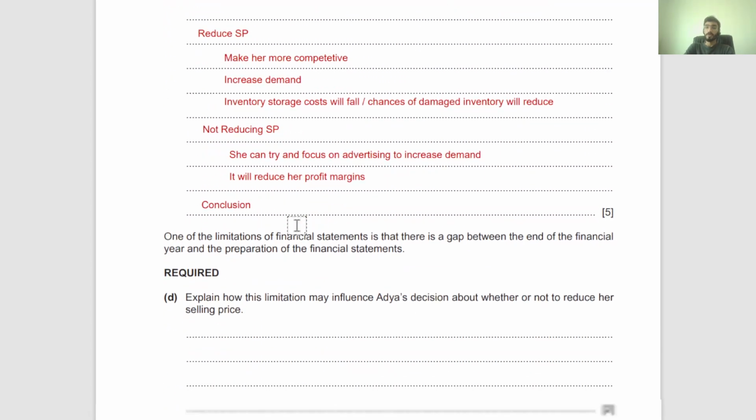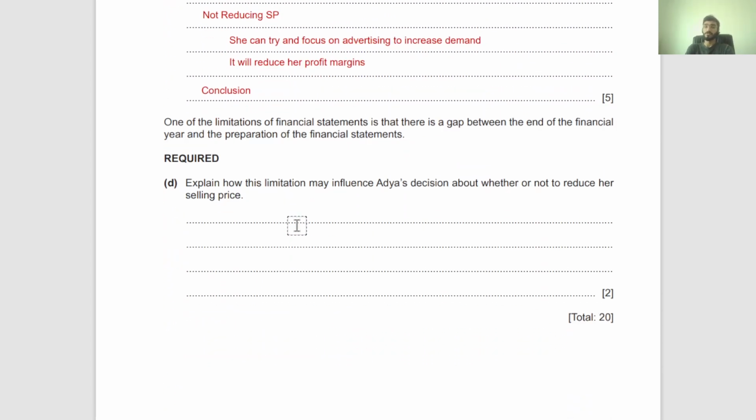Okay, next one. One of the limitations of financial statements is that there is a gap between the end of financial year and preparation of financial statements. Explain how this limitation may influence Adia's decision about whether or not to reduce her selling price. Wow, this is also a very rare question. I don't think I've seen this before.